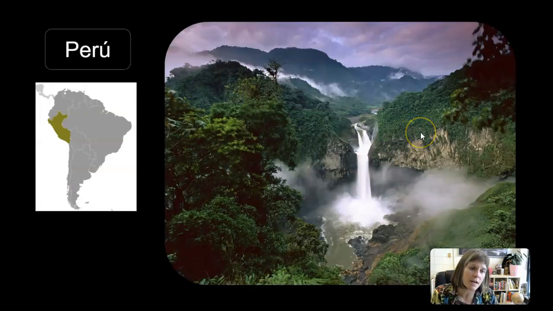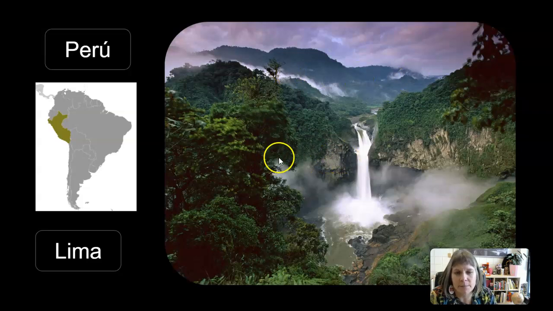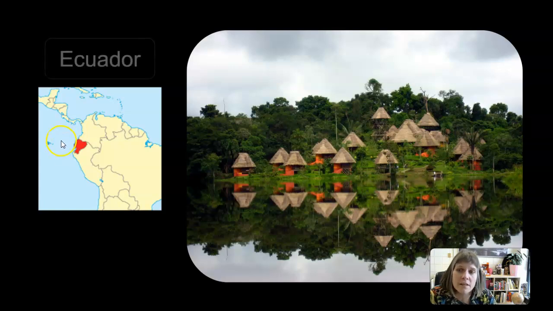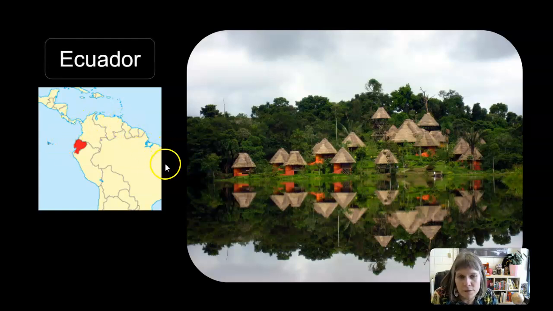Pero antes, vamos a practicar las capitales. Estamos en Perú. La capital de Perú? Lima. Excelente. Lima, Perú. Muy bien. ¿Qué país? What country? Recuerda que las islas de Galápagos son parte de este país. So the Galapagos Islands are part of this country and also means equator. Ecuador. ¿Y la capital de Ecuador?